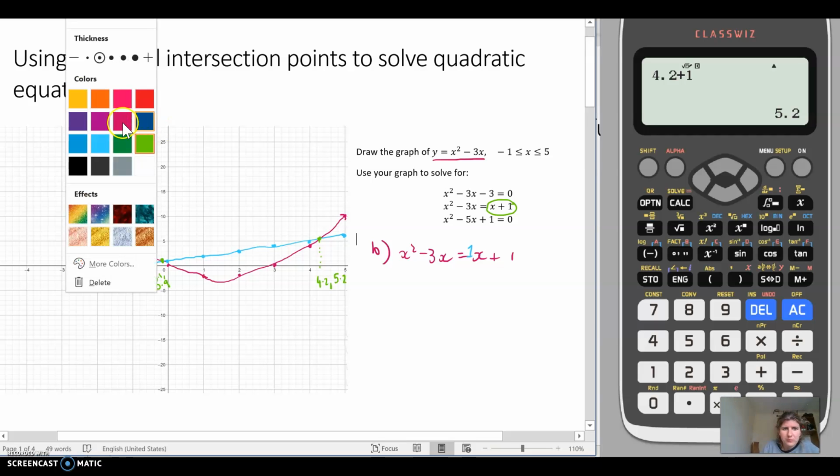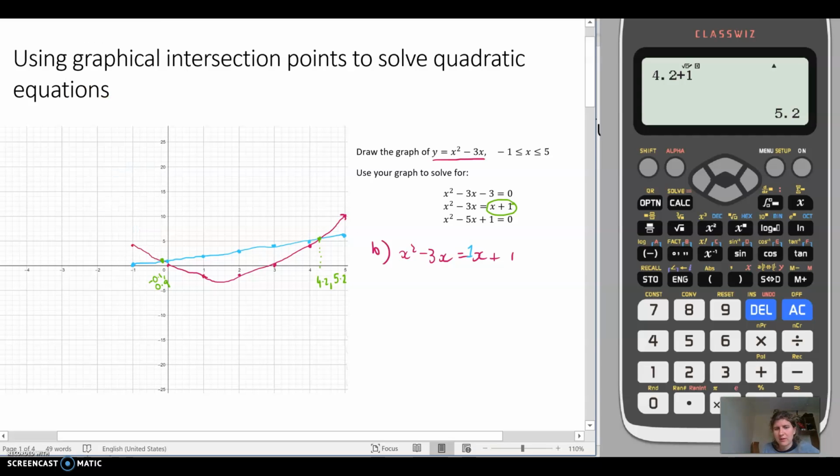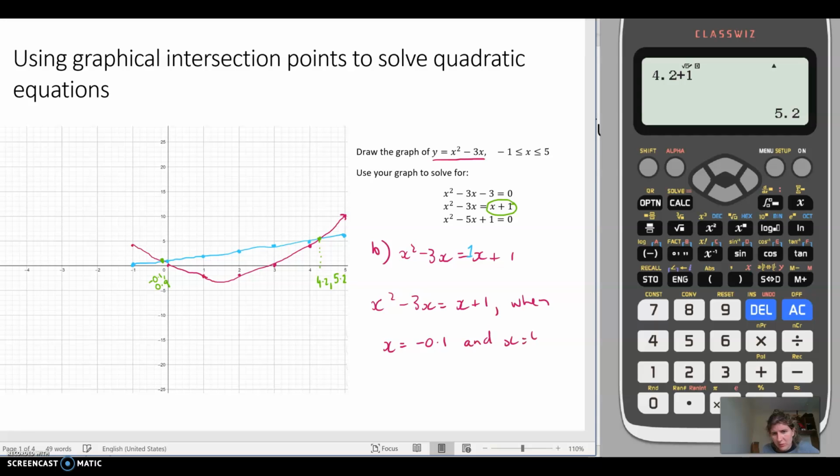So I can say in this case, for this one, that x squared minus 3x equals x plus 1 when x is equal to -0.1 and x is equal to 4.2. Now again, you'll get much more accurate values than this using graphing software like GeoGebra or otherwise. Okay, rightio, last one, just give me a second.